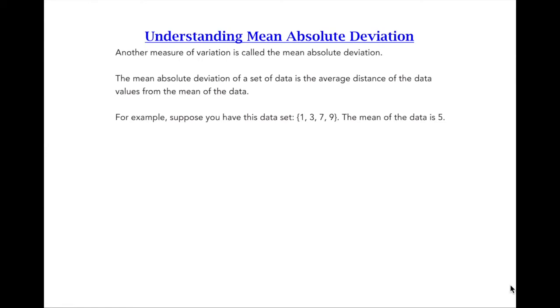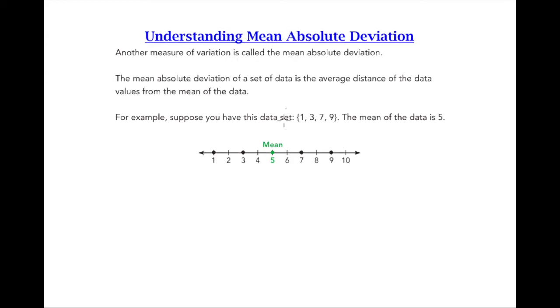The first thing we would do is find the mean. If we add up all these numbers, 9 and 1 is 10, 3 and 7 is 10, so 10 and 10 gives us 20. 20 divided by 4 is 5, which means the mean of this data set is 5. We're going to use this number line to illustrate what the mean absolute deviation shows and what it is.